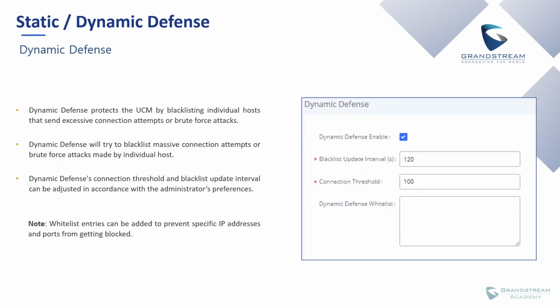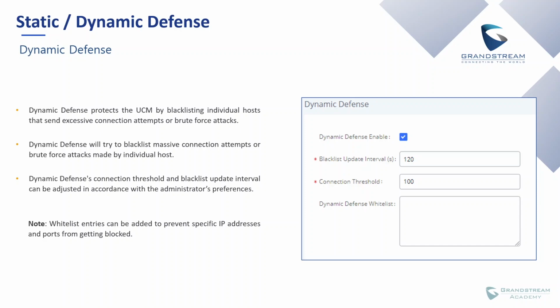And next we're going to talk about dynamic defense, which protects the UCM by blacklisting individual hosts that send excessive connection attempts or brute force attacks. Dynamic defense can be configured to automatically blacklist hosts making massive connection attempts or brute force attacks to the UCM. Dynamic defense's connection threshold and blacklist update interval can be adjusted in accordance to administrator's preference, and whitelist entries can be added to prevent specific IP address or port from getting blocked.